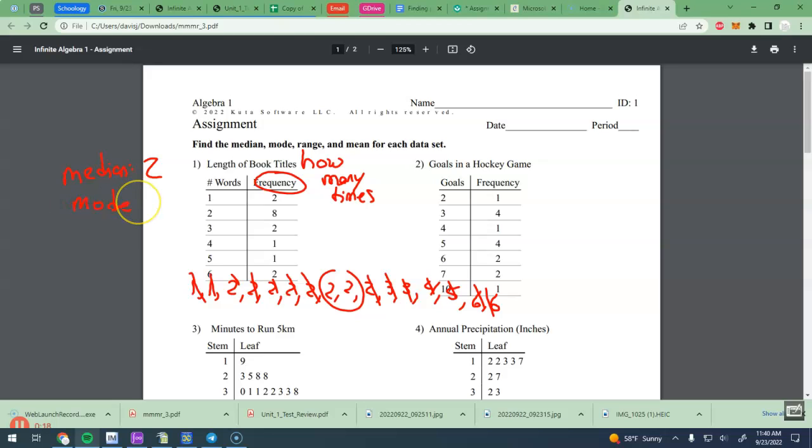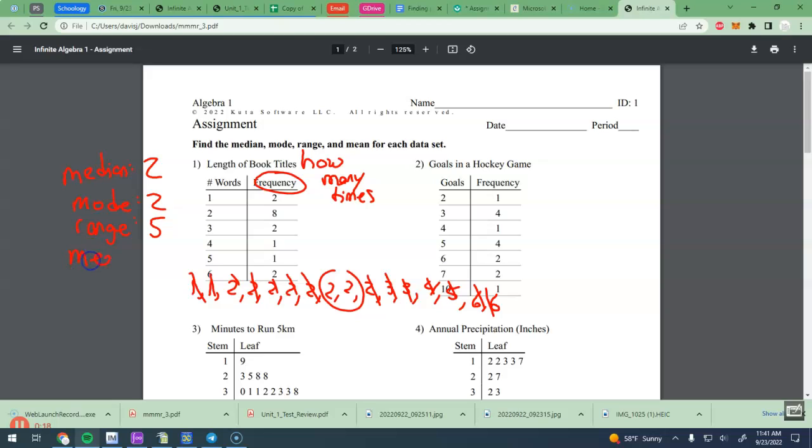The mode is the one that occurs the most often. So I don't even really need my list. Which one occurs the most? Remember, this is how many times it happens. So the 8 is the most often it happens, so the mode is 2. If you're on the SAT and you just get this chart and ask for the mode, I would never write all this out. I would just look and say, okay, that one. The range is the biggest minus the smallest, so the biggest is 6, and the smallest is 1. So 6 minus 1 is 5.